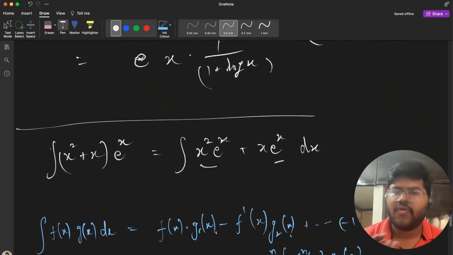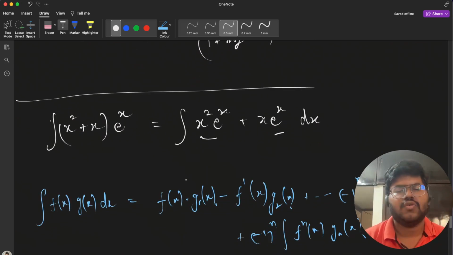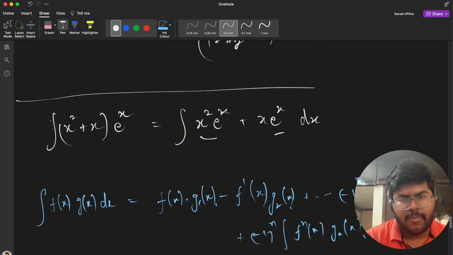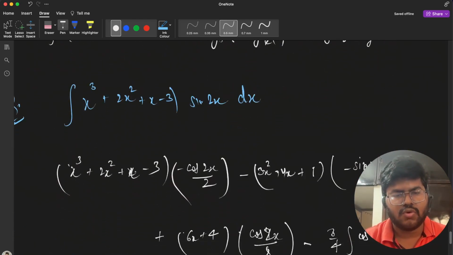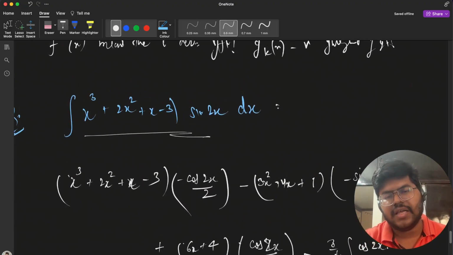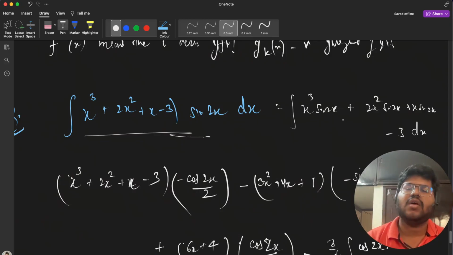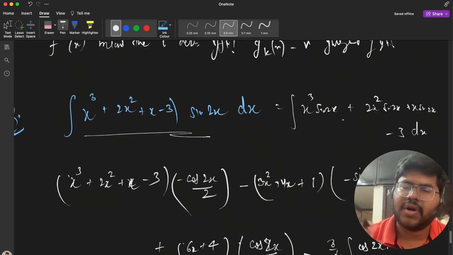Now it is your homework, students, please try it by yourself. Then try to compare the result with the individual integration by parts method. The question is this one, right? For this question, you have to apply it as x cube sin 2x plus 2x square sin 2x plus x sin 2x minus 3. So you can see how much complexity there would be if we applied separate integration by parts for each of the parts.